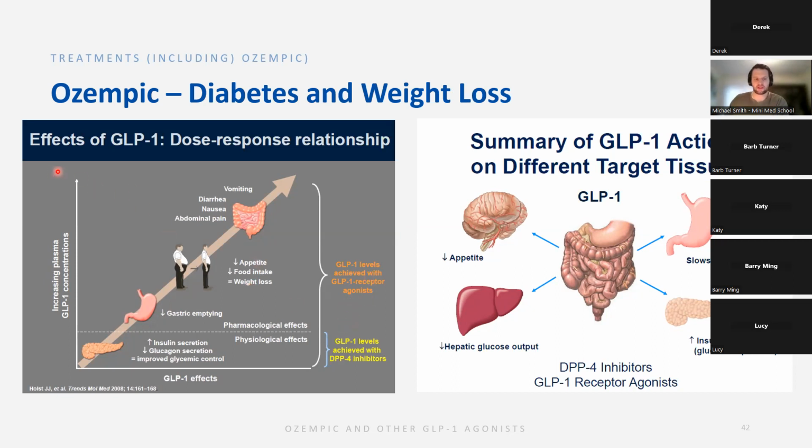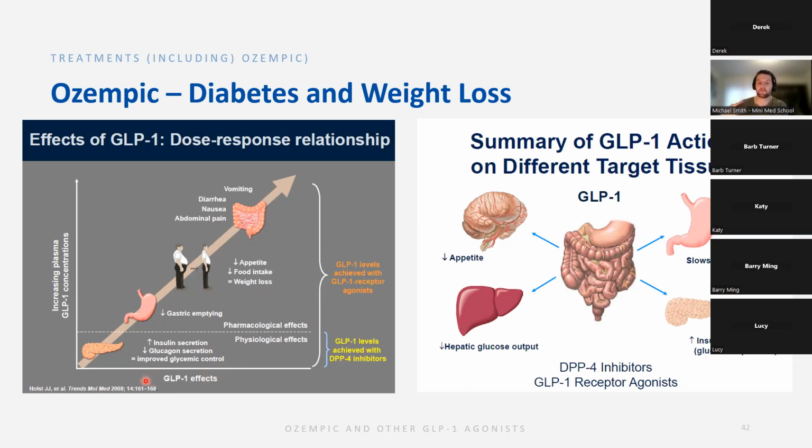The other important point to note here on this slide is that there is a dose-response relationship to GLP-1 that our body has. So with the lower levels of GLP-1 here, you can see you get some of that increased insulin secretion that's helpful for treating diabetes.